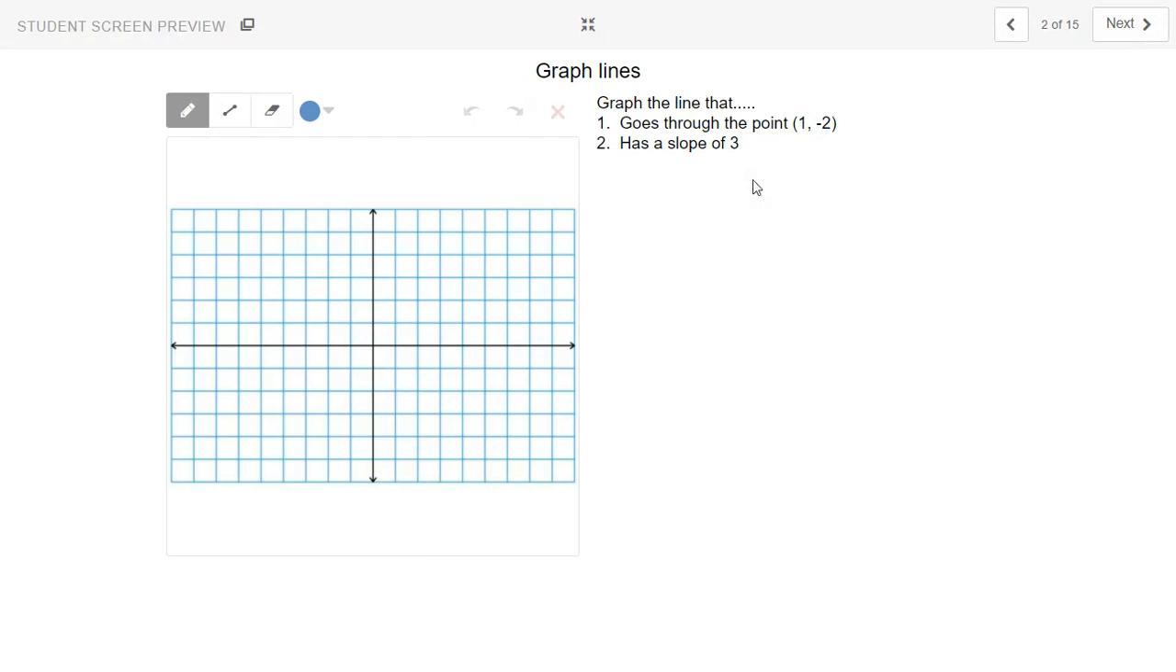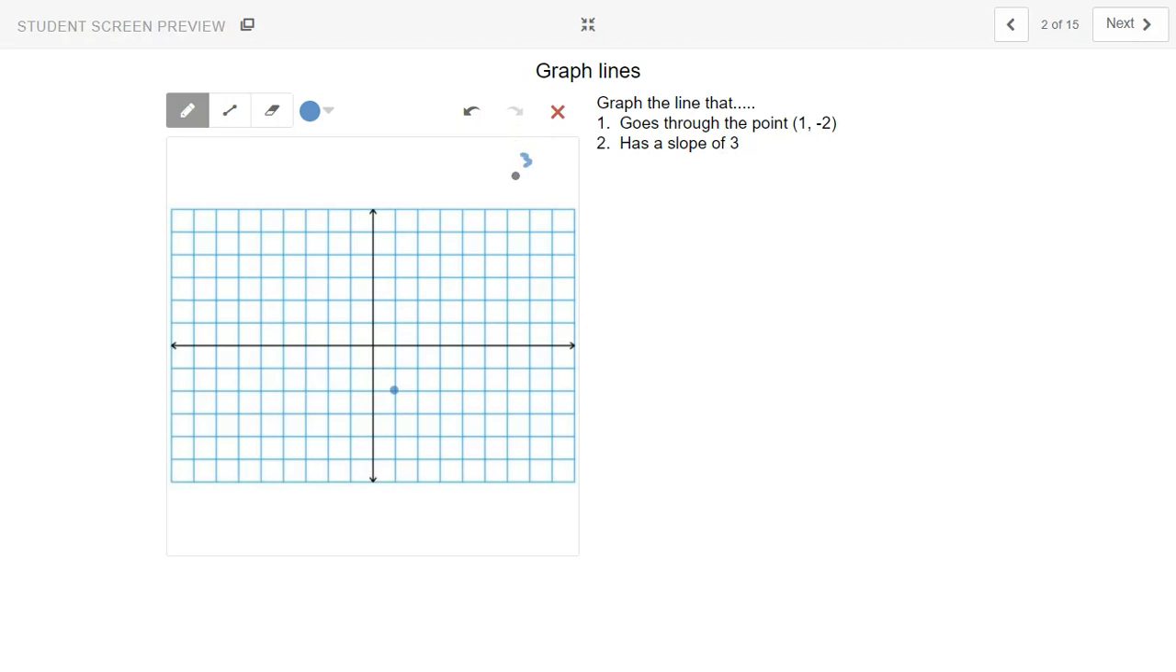All right, so try this one. Okay, plot that point, then use the slope to get other points. Okay, we're back. Now, we're going to plot that first point at over 1, down 2. All right, there's our point, and now we're going to use a slope of 3.